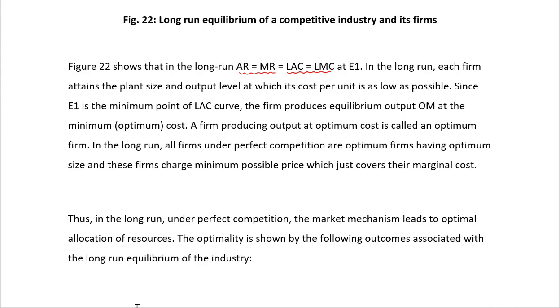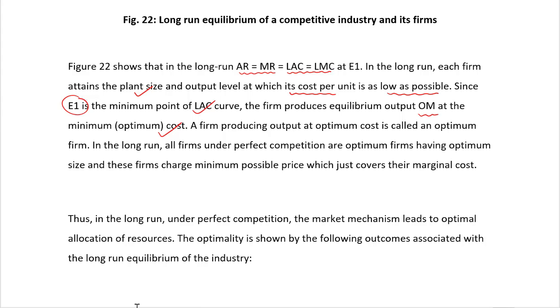In the long run, each firm attains the plant size and output level at which its cost per unit is as low as possible. Since equilibrium E1 is the minimum point of the LAC curve, the firm produces equilibrium output OM at the minimum and optimum cost. A firm producing output at the optimum level is called an optimum firm.